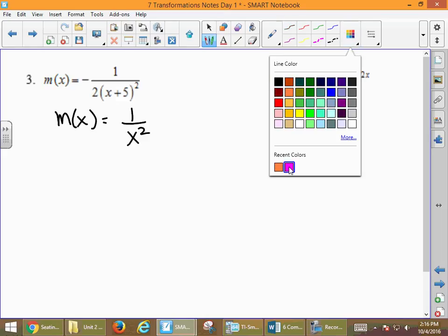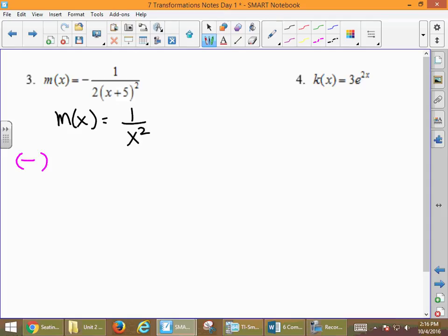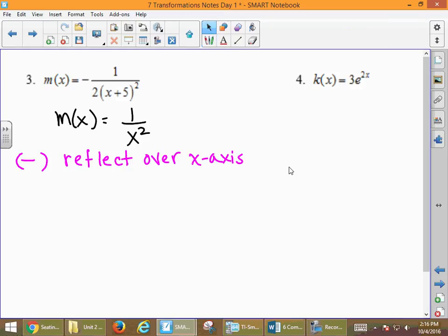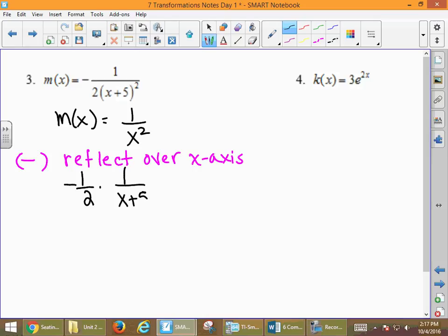that function. What does this negative do to our function when it's outside of the function? We reflect over the x-axis. But here, when I write this next part, I'm just going to write it the way that I think of it in terms of identifying, because sometimes this one's a little bit harder to recognize. When I think of this equation, I think of it as -1/2 times 1 over x plus 5 squared.